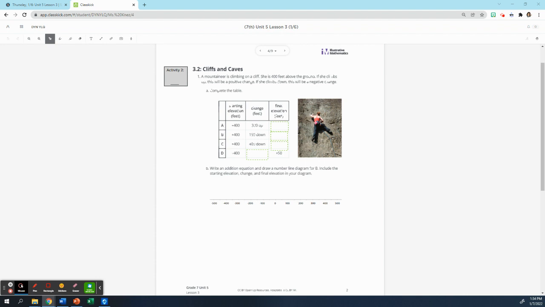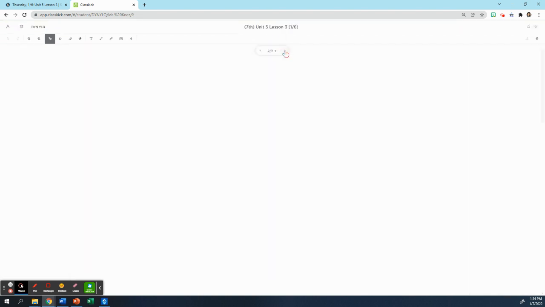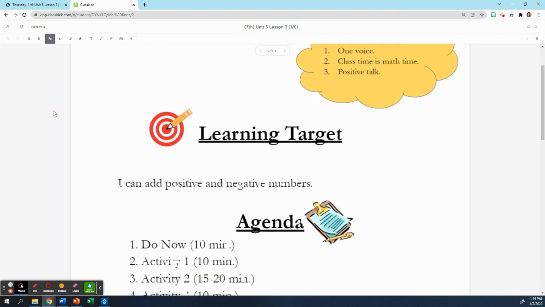All right, so at this point, you should have opened up ClassKick and you should be on slide 4. Slide 4 says, a mountaineer is climbing on a cliff. She's 400 feet above the ground. If she climbs up, this will be positive change, and if she climbs down, this will be negative change. Today's learning target, let's read it: I can add positive and negative numbers. And specifically, we're going to be looking at positive and negative numbers in the context of elevation.